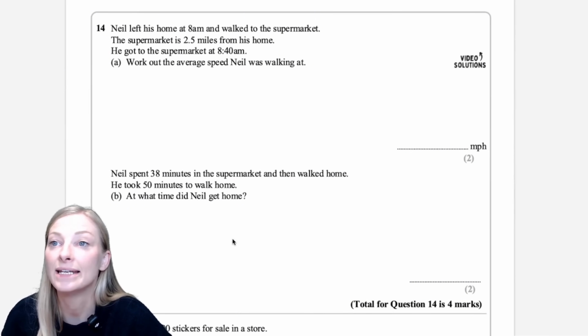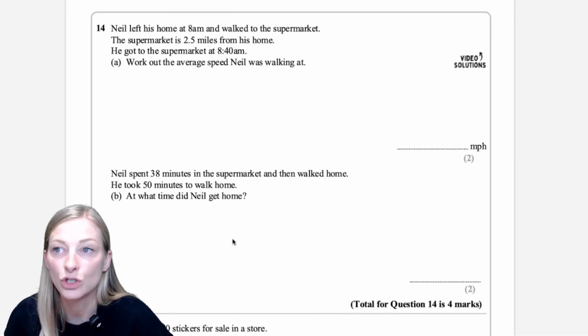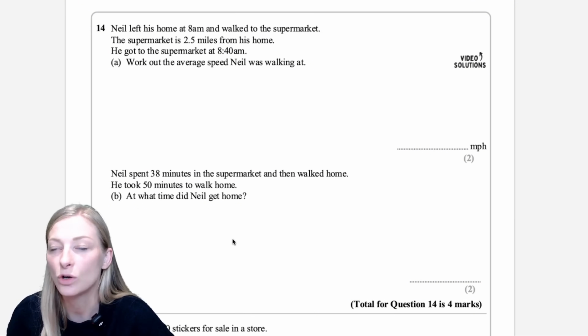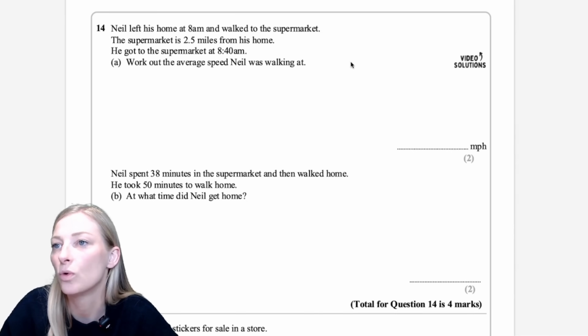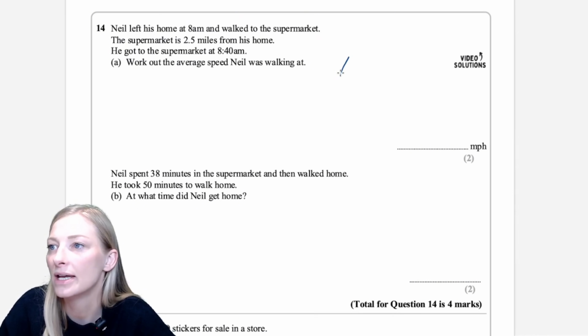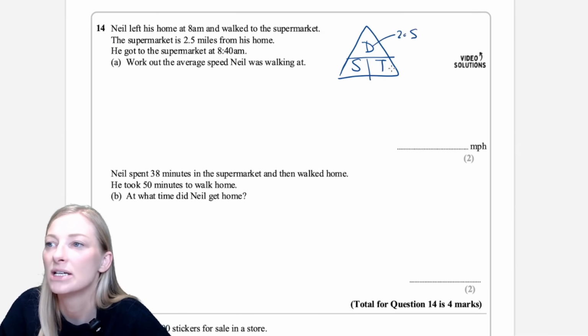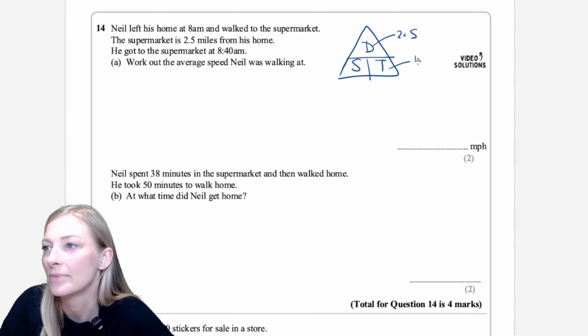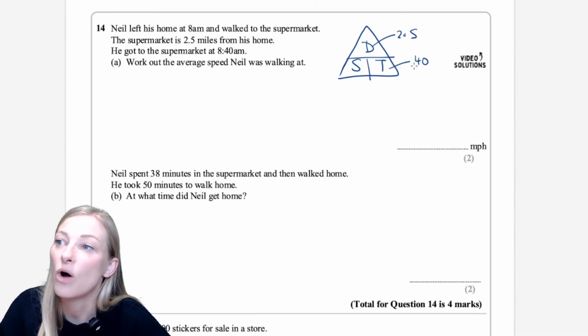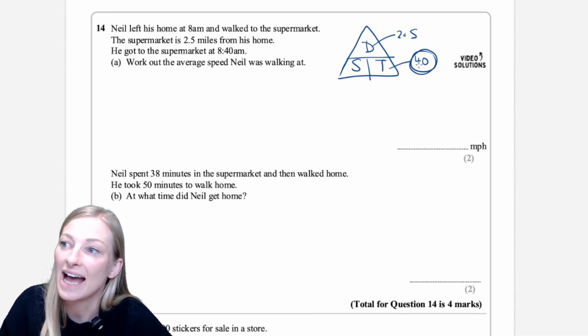Question number 14. Neil left his home at 8 a.m. and walked to the supermarket. The supermarket is 2.5 miles from his home. He got to the supermarket at 8:40 a.m. Work out the average speed Neil was walking at. So we're going to need our formula triangle here. Speed, distance, time. The D is on the top. And we know that the distance is 2.5 miles and the time is 40 minutes. From 8 until 8:40, it is 40 minutes. Now, I need to get that in hours.